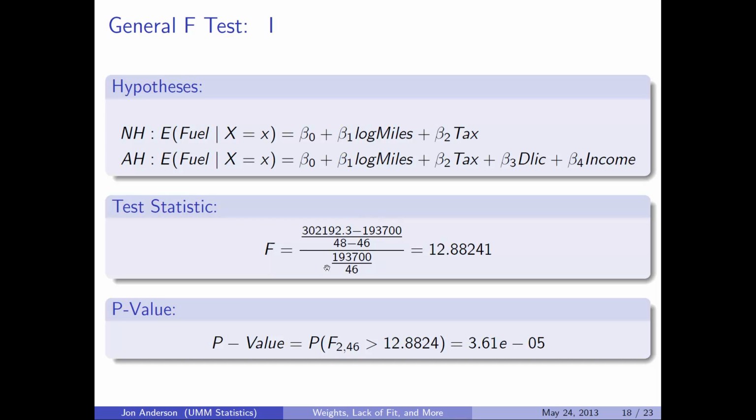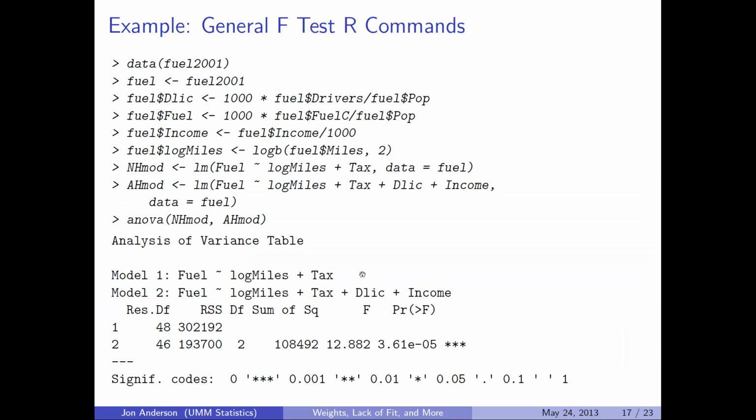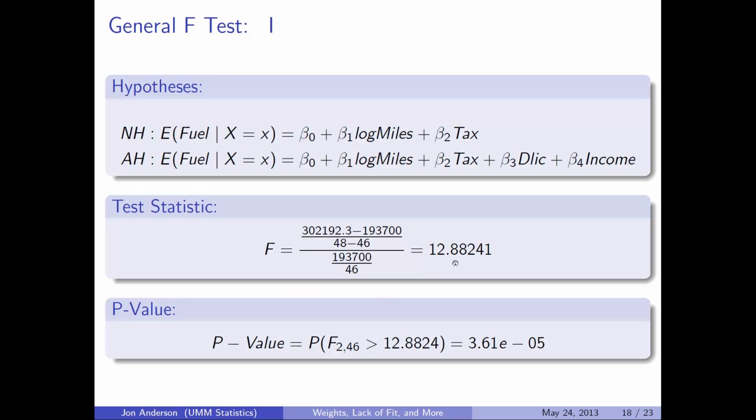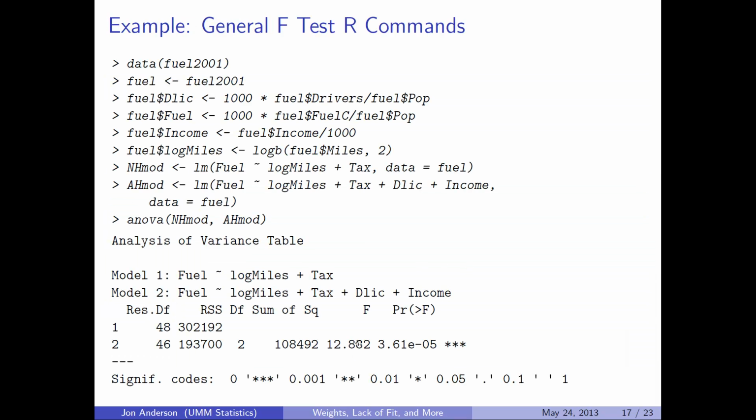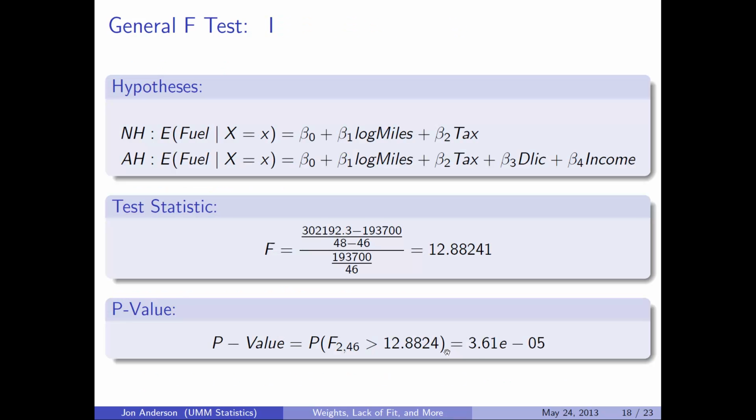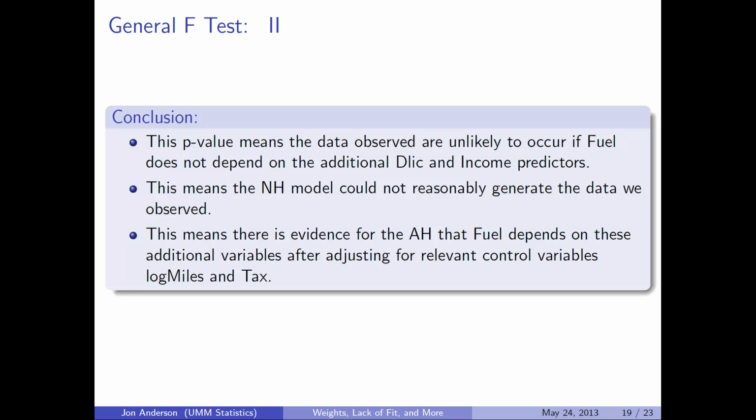The denominator comes from the residual sum of squares from the alternative hypothesis model, and we divide by 46, the degrees of freedom for the alternative hypothesis model. And we get a final F statistic of 12.88, and you saw that before back here on the ANOVA command. And the output p-value is very small.